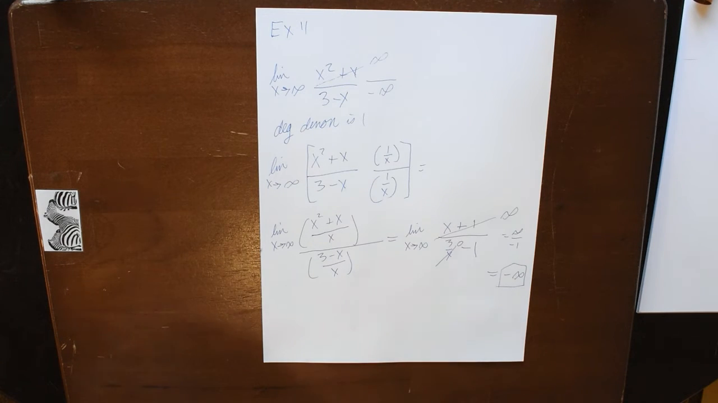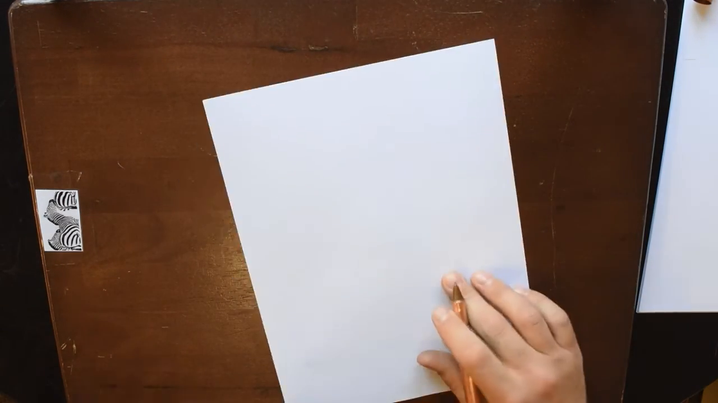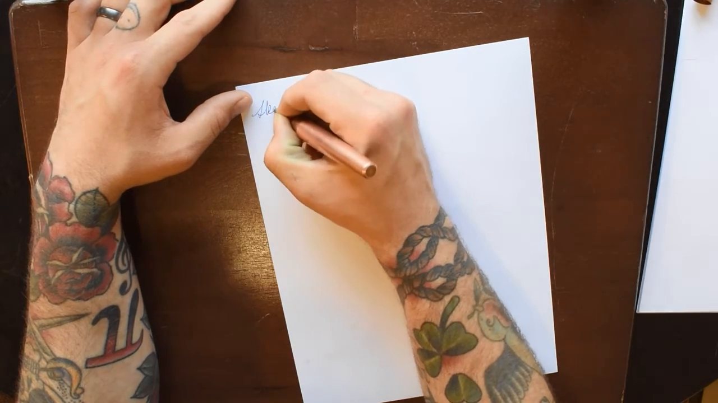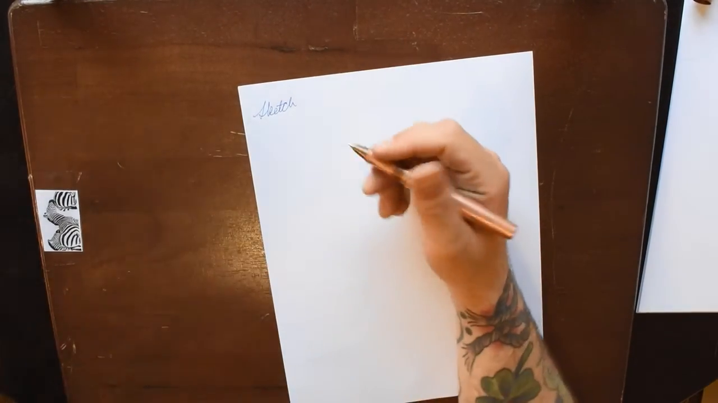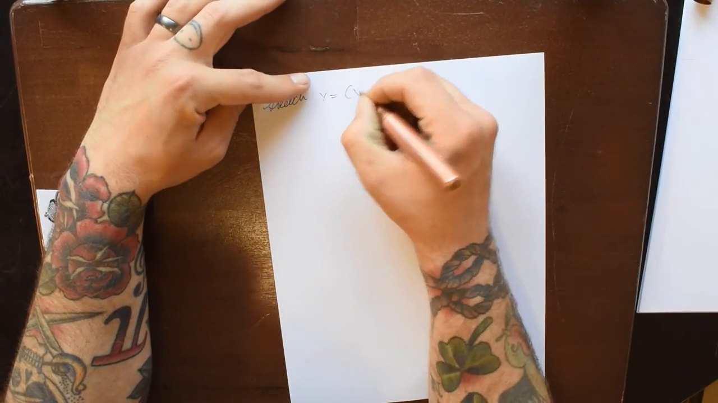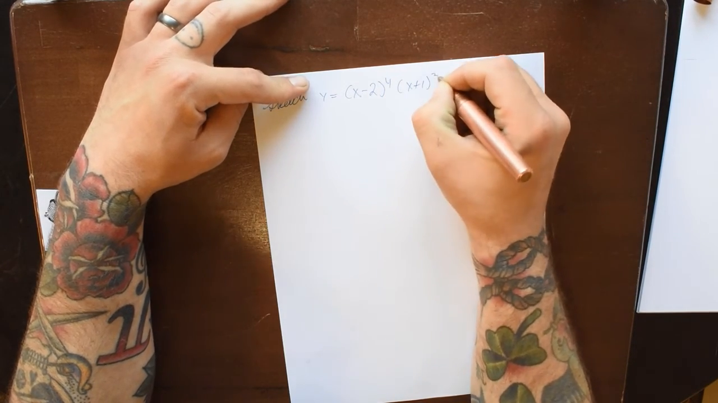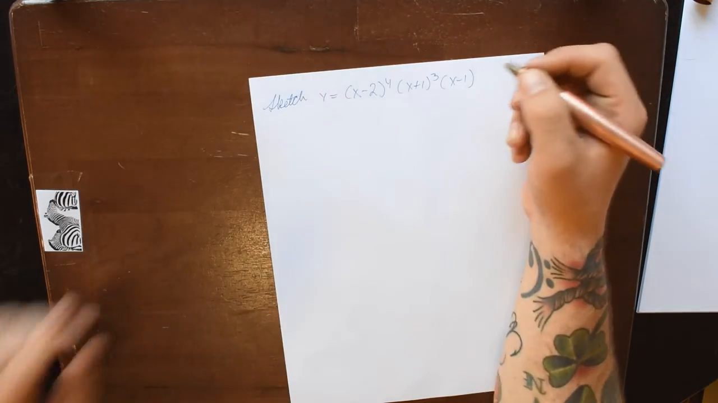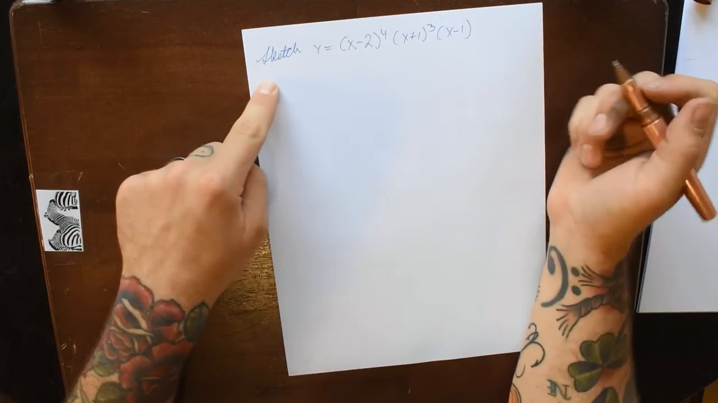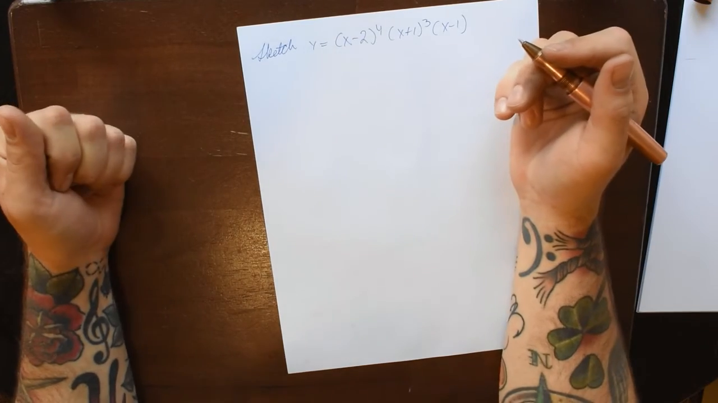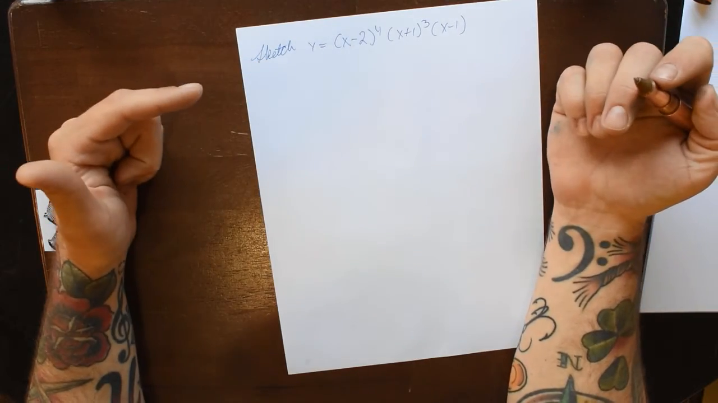Okay, the last thing we're doing, you can't see the graph, we're going to draw the graph, is we want to sketch y is equal to (x minus 2) to the 4th times (x plus 1) cubed times (x minus 1). We're going to be sketchy. We're going to be sketchy a lot during this semester. So we're going to be sketchy now. We want to graph this thing, sketch a graph.